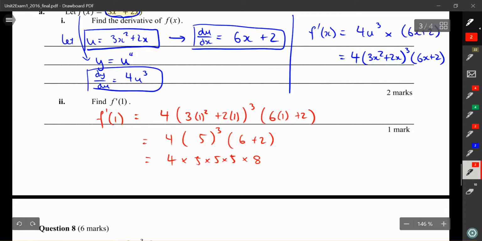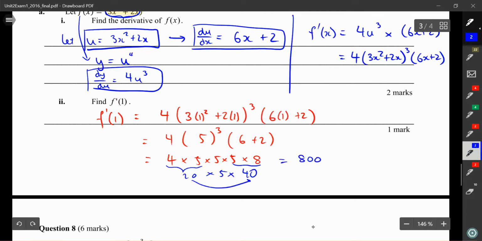Alright, can I simplify this any way to make it easy? You know what? Maybe I can do this. 4 times 5 is 20. 5 times 8 is 40. And I still have that 5 in between, but I know 20 times 40 is equal to 800, and then 800 multiplied by the 5. So 5 times 8 is 40 with the 2 zeros. So 4,000. There you go.